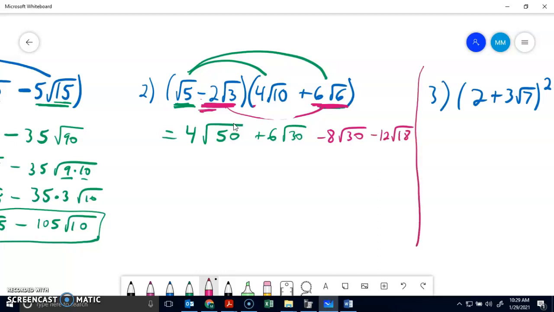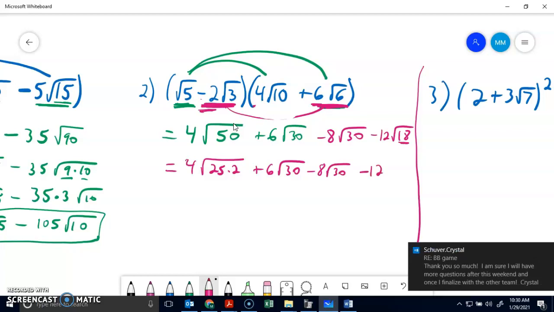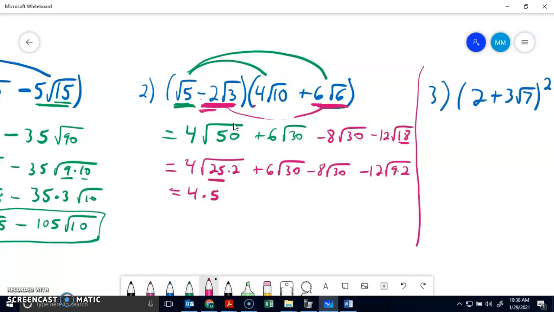So we've done the distributive property. Now we need to simplify. I have 4, and the square root of 50 is 25 times 2. 30 does not have a perfect square that goes into it, so both of these 30s are going to stay that. And I have 12, and the square root of 18 is 9 times 2. All right, let's simplify. I have 4 times square root of 25, which becomes 5, and then the square root of 2 stays trapped inside. I'm going to go ahead and combine these like terms now.